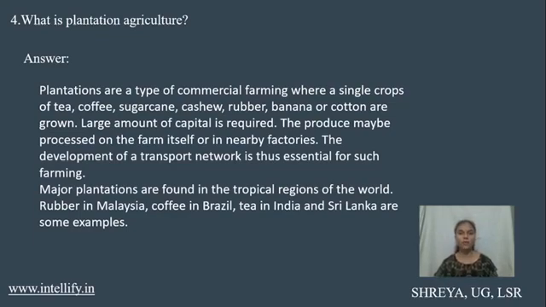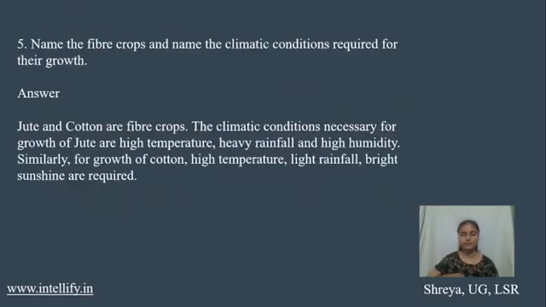So the cleaning of the crop, the cutting of the crop, all these processes can be done either at the farm or in factories. We have many plantations in Assam and they are processed in factories after the cultivation. Now, the development of a transport network is very essential for such farming. Why? Because the crops are cultivated in huge amounts and need to be transported either to the city or to factories for further processing. So, the transport network is very important. Major plantations are found in the tropical regions of the world because these have a favorable climate. We have the example of tea in India as well as in Sri Lanka, coffee in Brazil and rubber in Malaysia.